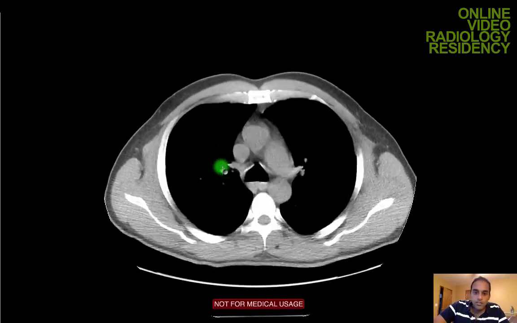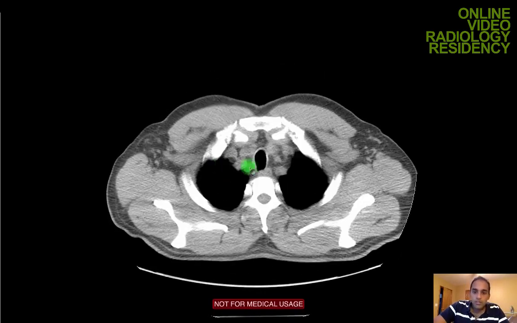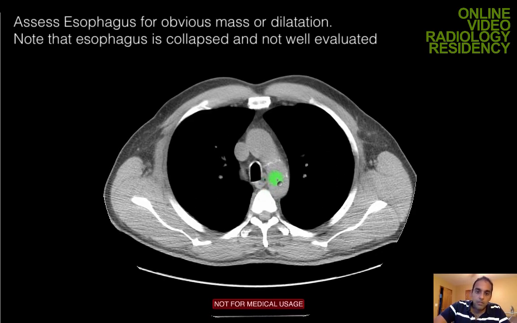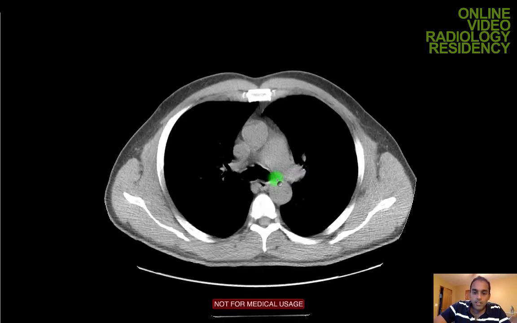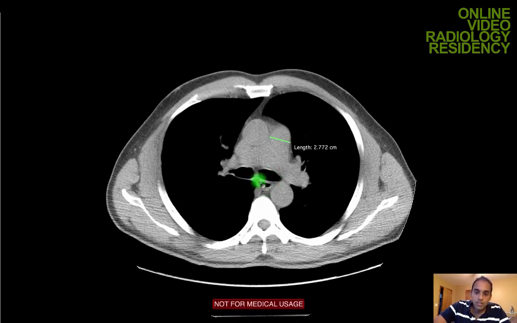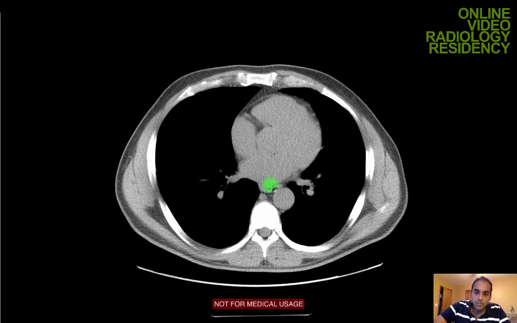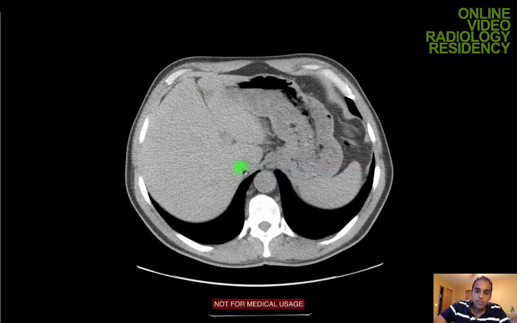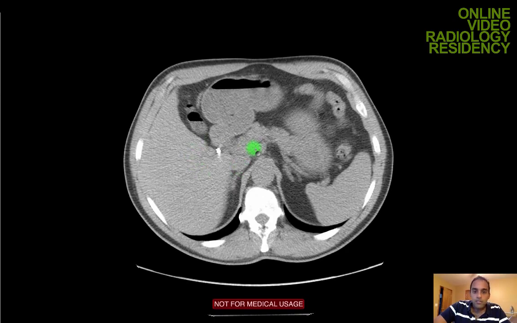So other things I like to just go through before I close the case, I usually look at the esophagus here, which is collapsed. You can see the lumen of the esophagus here, and we don't get a good evaluation of the esophagus on the non-contrast chest CT, but just kind of look at it, looking for any obvious masses, make sure I don't miss anything there. I'll also come down and check the abdomen for any findings, and using a search pattern just like I use for CT of the abdomen and pelvis.